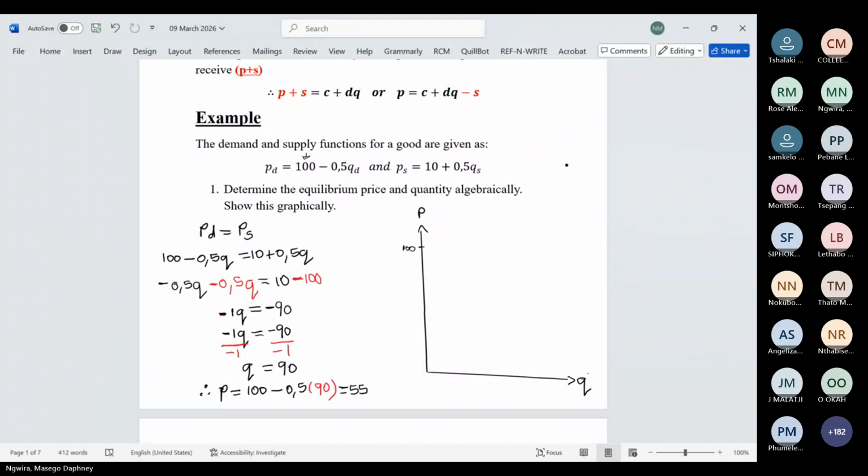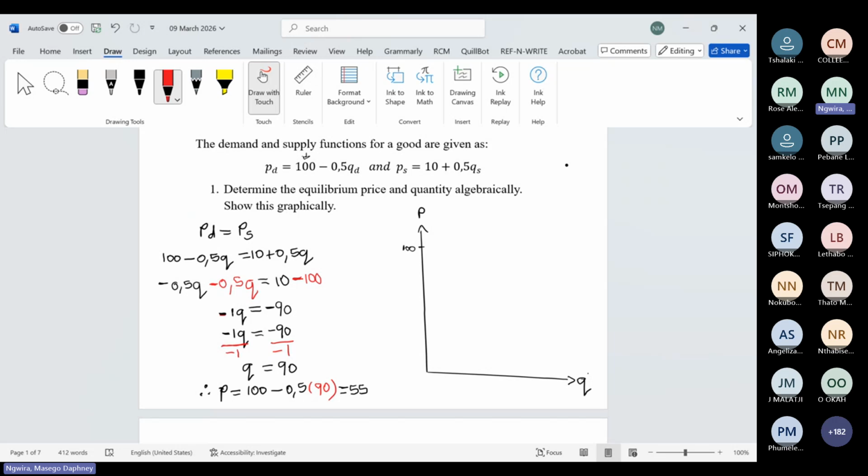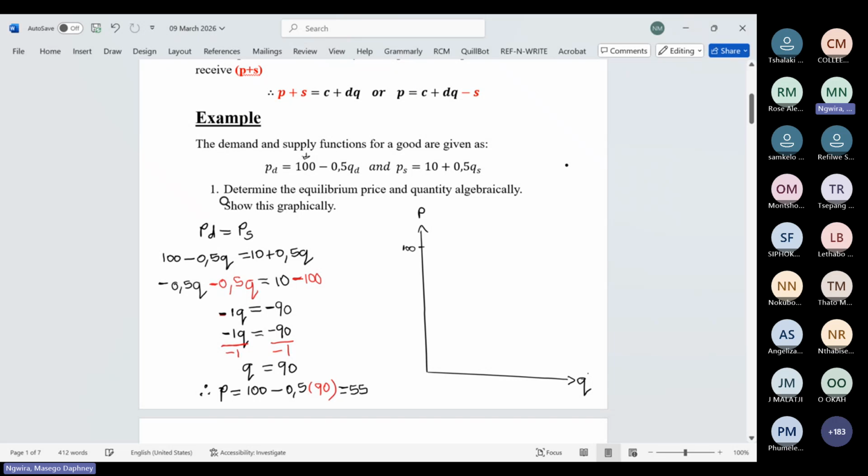Sorry, ma'am, is it hundred or 55? It's 100. Remember, when you draw the graph, this is where you start. This is your starting point from the function. That's where you start your graph. Even for supply, this is where we're going to start. Okay, so this is where our graph starts, 100. So I'm just going to use red for this one.